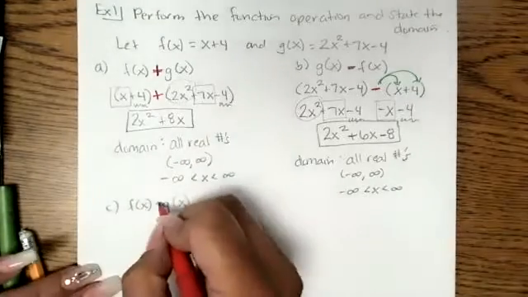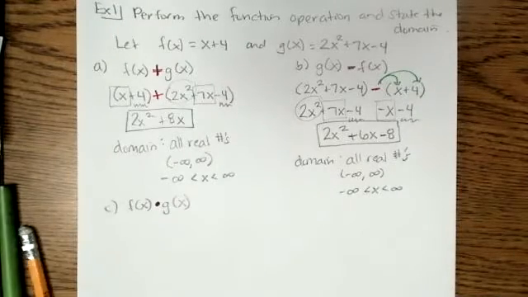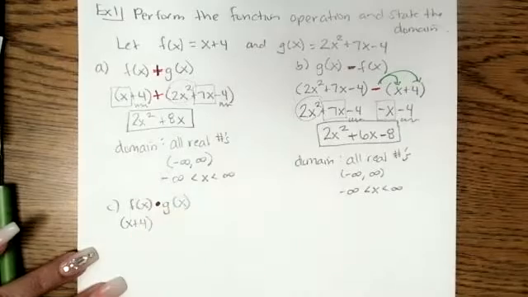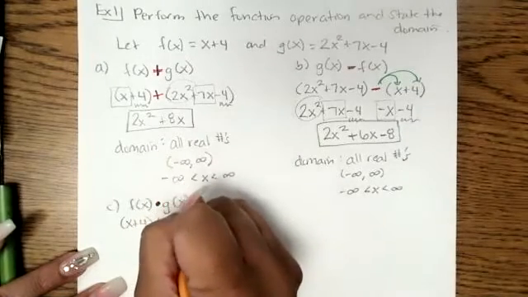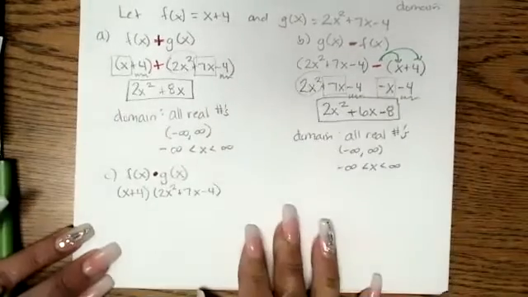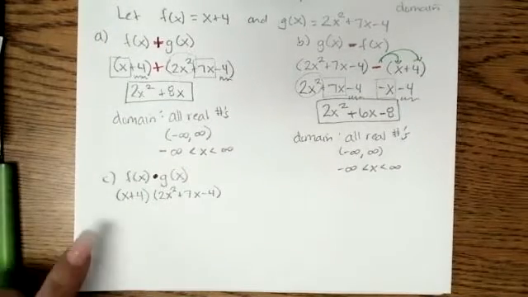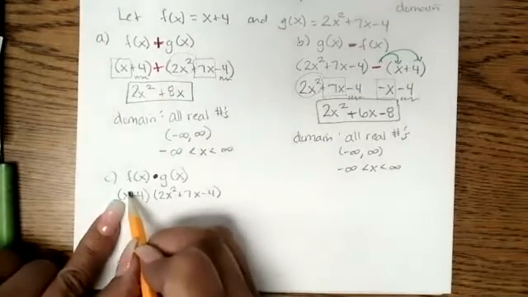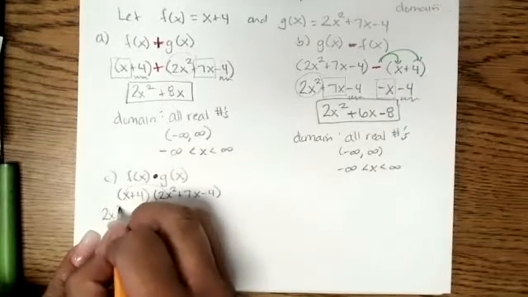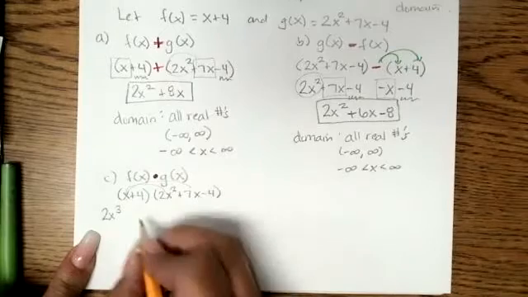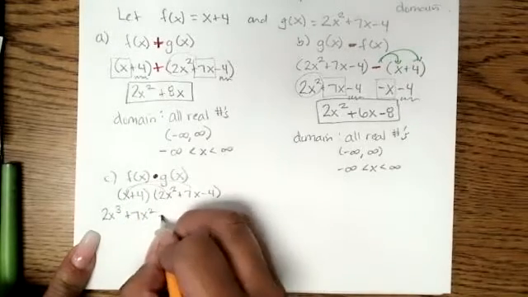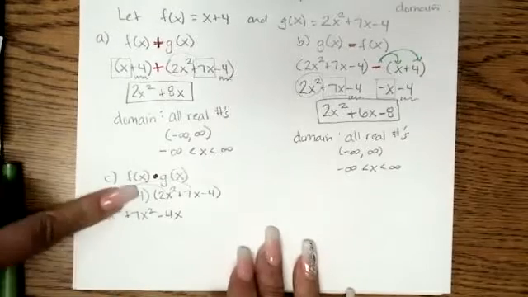We are now going to be multiplying. So f of x goes first. That's going to be the x plus 4. G of x goes next. So that's going to be a 2x squared plus 7x minus 4. I'm going to take it step by step. I'm going to first distribute the x. X times 2x squared is going to be a 2x cubed. X times 7x is going to be positive 7x squared. X times negative 4 is a negative 4x. I'm done distributing the x.